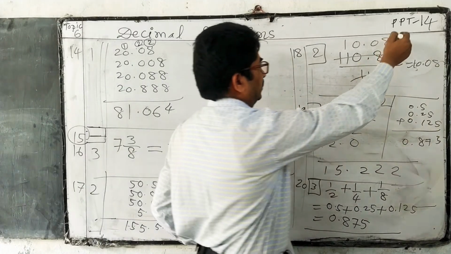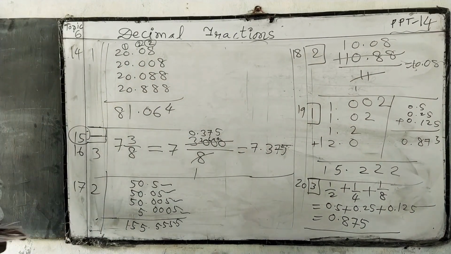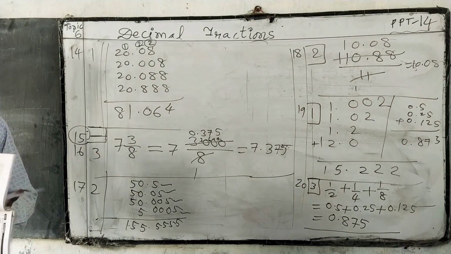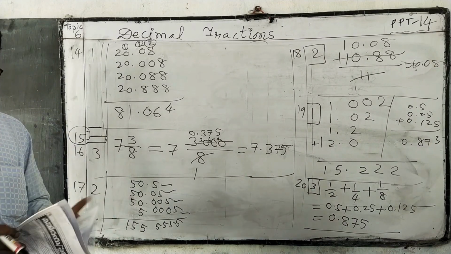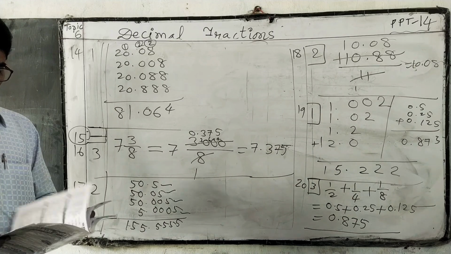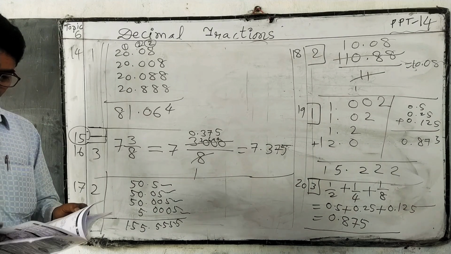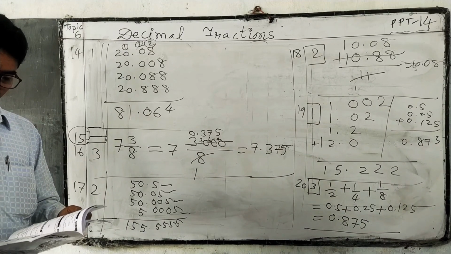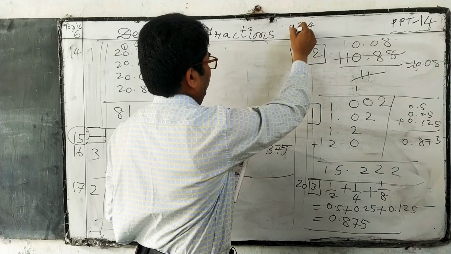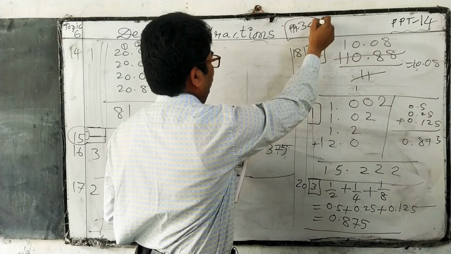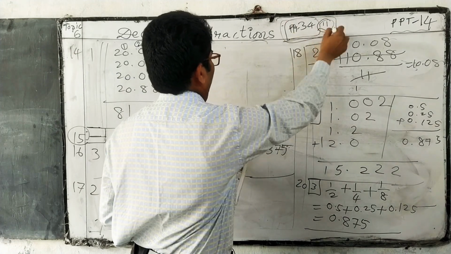So children, this is PPT 14. We have completed this PPT 14. Related problems on decimal fractions are in PPT 34 also. Like these questions, we have PPT 34 also. There are 11 questions. You try those 11 questions.